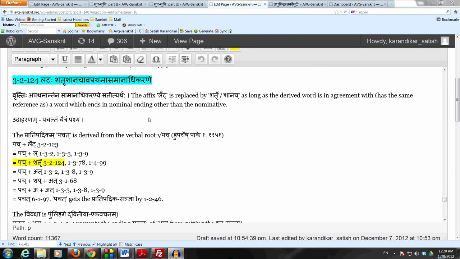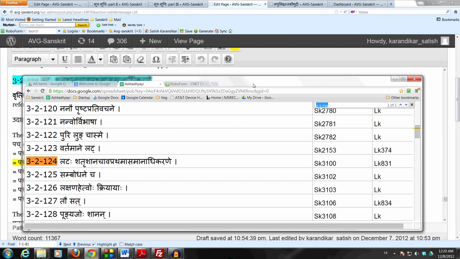Let us now move on to take up a very important topic, which is the topic of present participles. Present participles, because they come in place of the lat affix, which is prescribed by 3.2.123 vartamane lat, which we know very well. And the next sutram here is 3.2.124, which is the Anantaram sutram, the next rule.